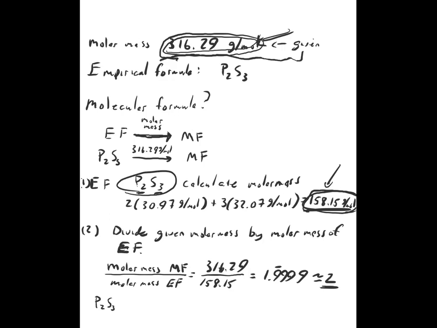We know that it has to have twice as many atoms, so you just multiply it by 2, and you get P4S6. And that is your molecular formula. Okay? So we now have an answer. The empirical formula is P2S3, but in this particular example, they want us to get the molecular formula, the actual formula of the compound. That would be P4S6.